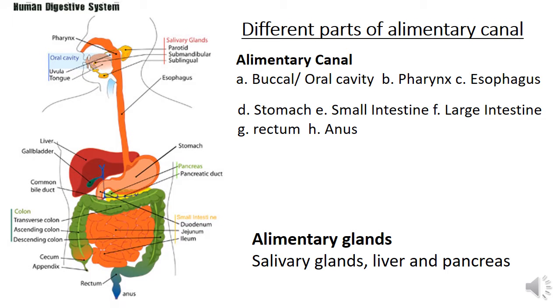Look at this picture. The alimentary canal consists of the buccal or oral cavity, pharynx, esophagus, stomach, small intestine, large intestine, rectum, and anus. We also see the glands, the salivary glands, which are the parotid, submandibular and sublingual, and you can see where they are situated, and the big glands, the liver and pancreas. There are other glands in our body, but they have different functions. Especially these three glands are associated with the digestive system.